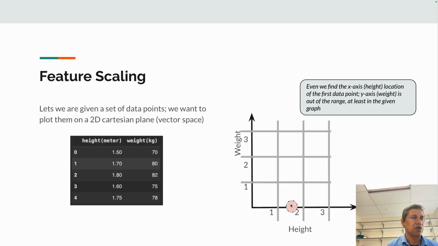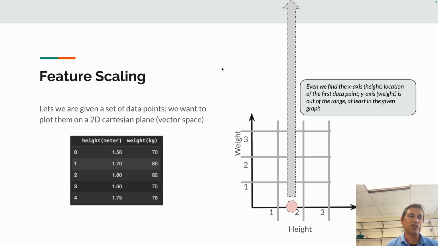But how do we plot the weight? Because in the vector space, you assume that the units are the same. In the real world, it's not like that, right? Because we have height and weight, they are in two different units, but in the vector space, we have the values in the grids. So if you want to plug the weight, it turns out that it is going out of the screen, or the slide.